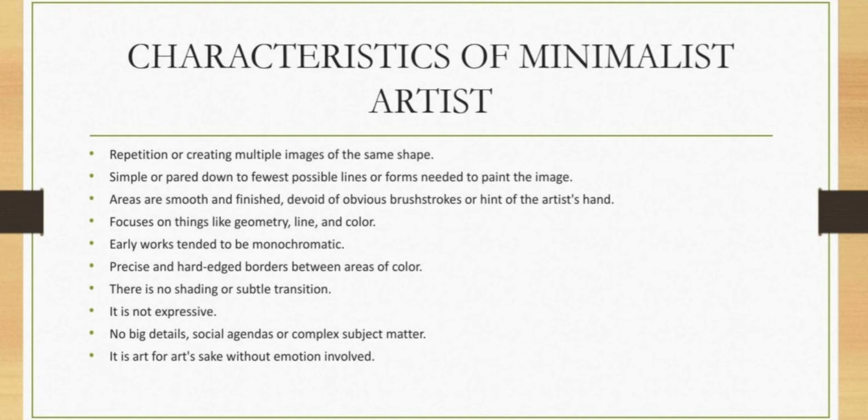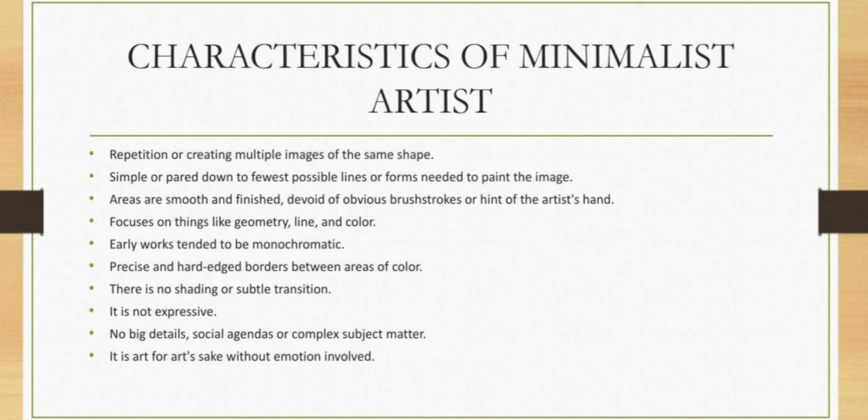Important characteristics identify minimalist art. One of the most common is repetition, or creating multiple images of the same shape, especially simple geometric forms like lines and squares. Artists repeat shapes to produce paintings composed of vertical color blocks. Many works are extremely simple, pared down to the fewest possible lines or forms needed to paint the image. Areas are smooth and finished, devoid of obvious brush strokes or hints of the artist's hand.